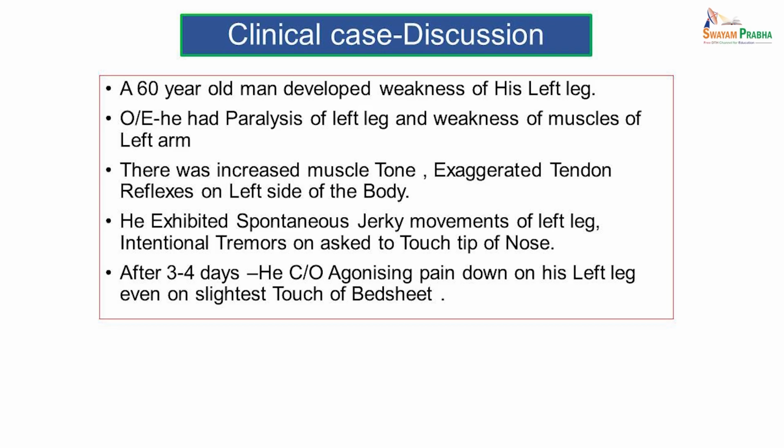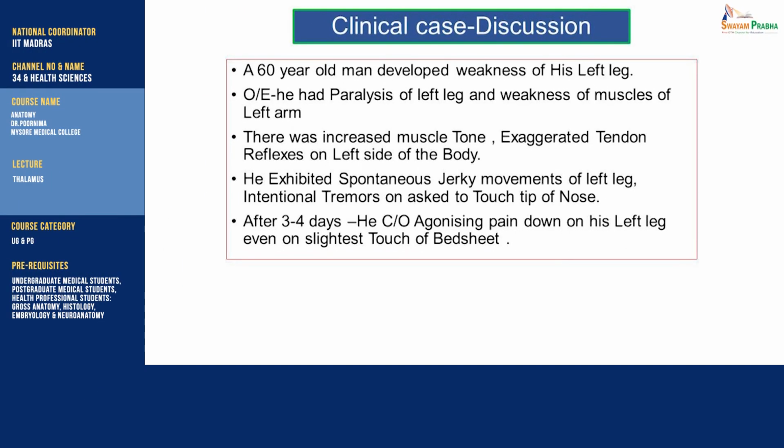So, there is an increased muscle tone and exaggerated tendon reflexes on the left side of the body. He exhibited spontaneous jerky movements of the left leg, intentional tremors on touching the tip of the nose, and agonizing pain even on the slightest touch. So, with these signs and symptoms, how do we correlate them?